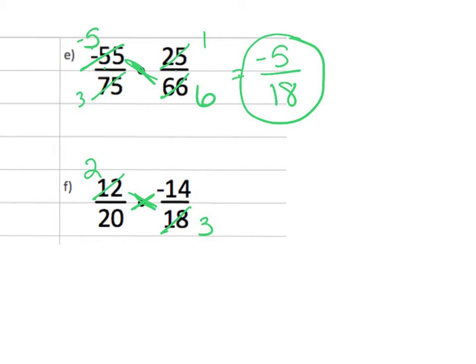20 and 14. I can divide by 2. So this would give me a -7. This would give me a 10. 2 times -7 gives me a -14. 10 times 3 gives me 30.